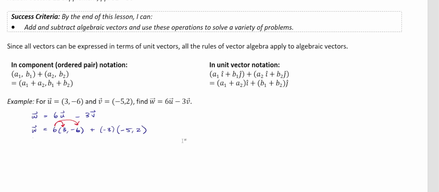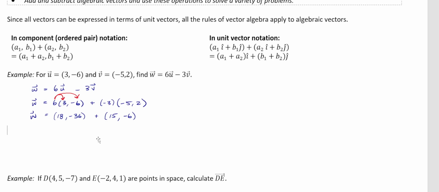Subbing in u as 3, -6 and v as -5, 2, we can see that the scalar of 6 multiplies to the 3 and then to the -6. And the scalar of -3 is going to multiply to the -5 and then to the 2. So I end up with vector w is equal to 18, -36 plus 15, -6. And now I just add the x components and the y components. So 18 plus 15 is 33, and -36 plus -6 is -42.